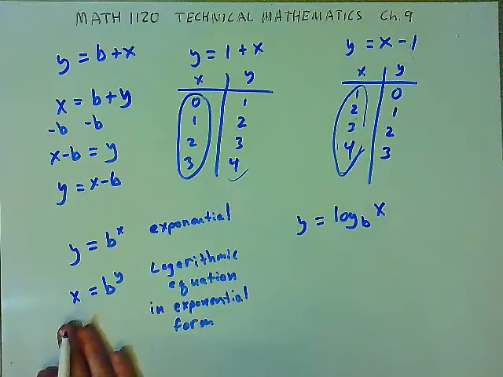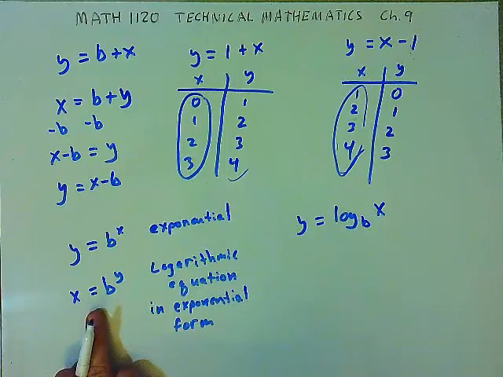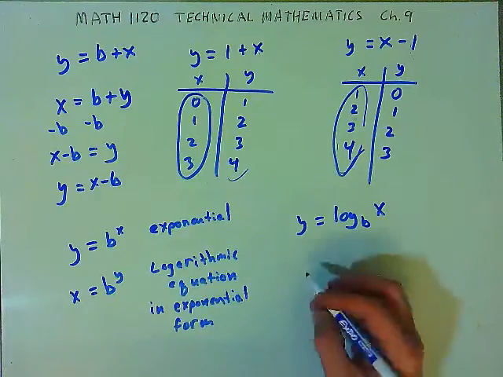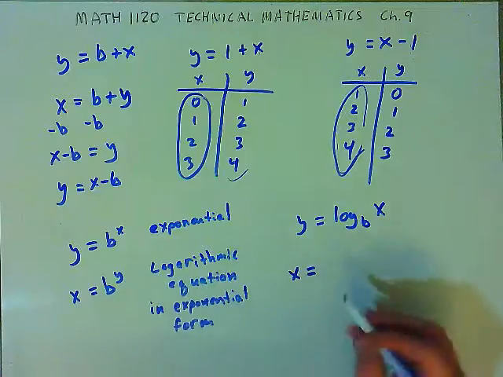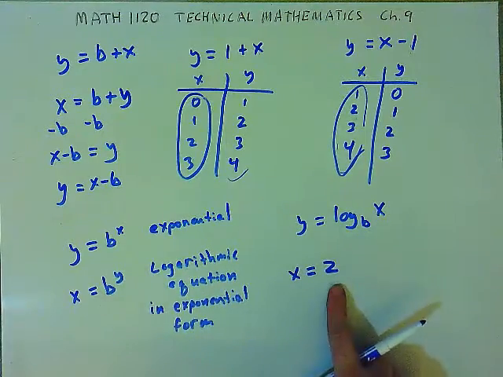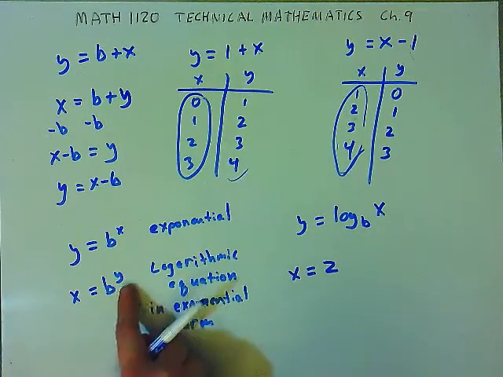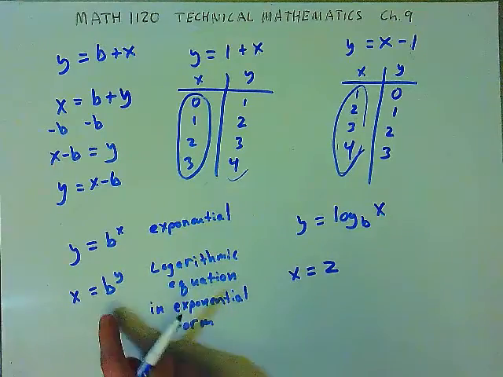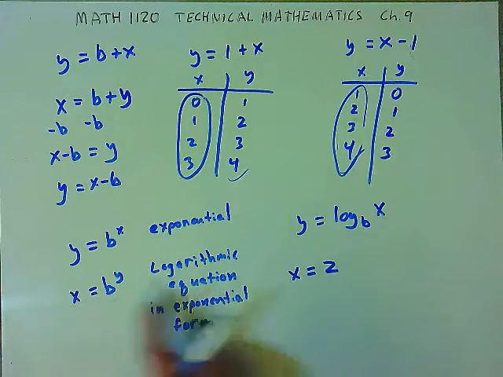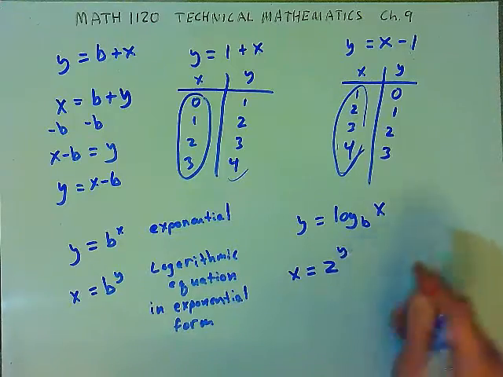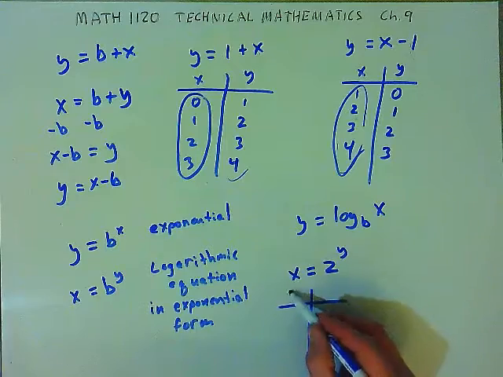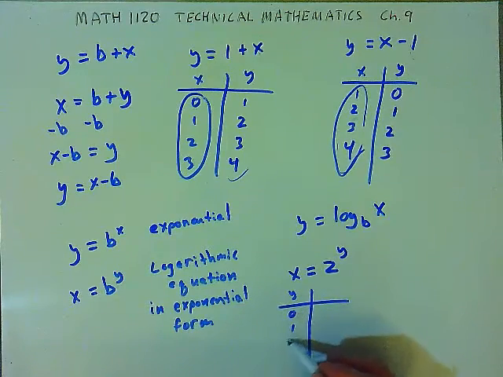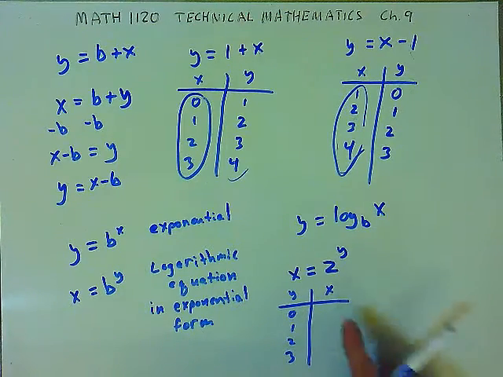Let's say that for the logarithmic function here, x equals... I'll let b be 2, right? I don't want it to be 1 because that's not going to be very interesting. 1 to any power is always 1. So I'm going to let b be 2. If x is equal to 2 to the y power, let's see what happens when y is, how about 0, 1, 2, and 3? What will x be?